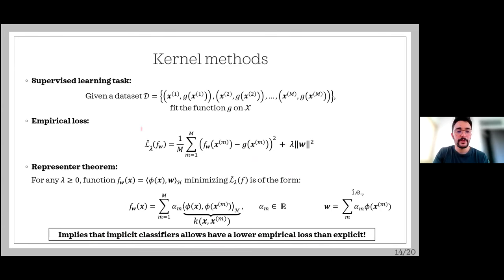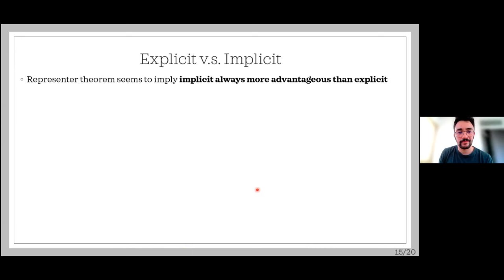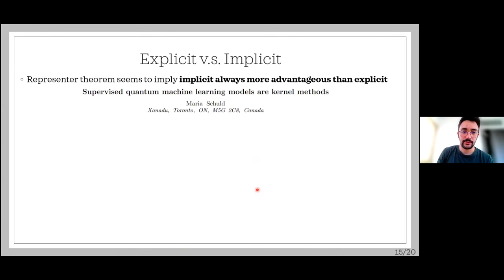So with respect to empirical loss, actually implicit classifiers are more advantageous, right? Just in terms of what empirical loss they can achieve, okay? So implicit models are always more advantageous. And this kind of links to Maria's paper. So I guess you're all familiar with Maria's paper that says that supervised quantum machine learning models are kernel methods. I think she kind of changed her statement a bit since this paper, but yeah.